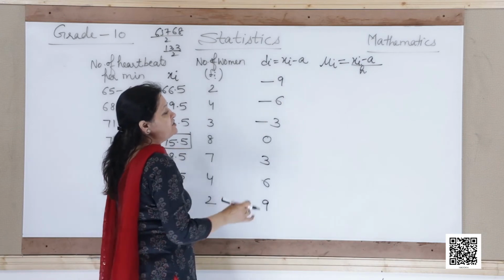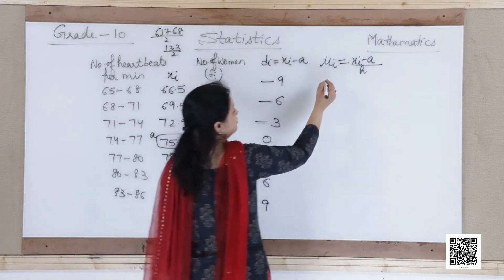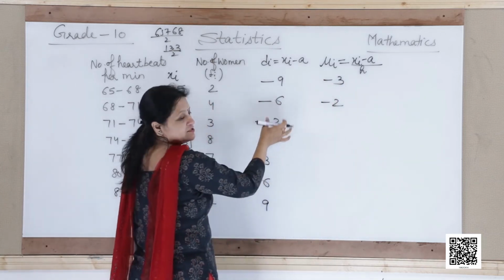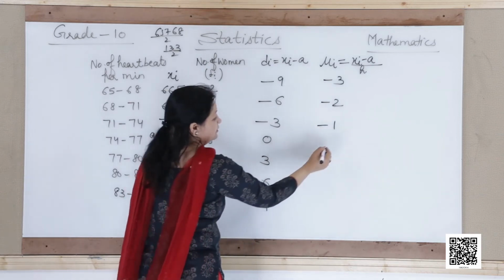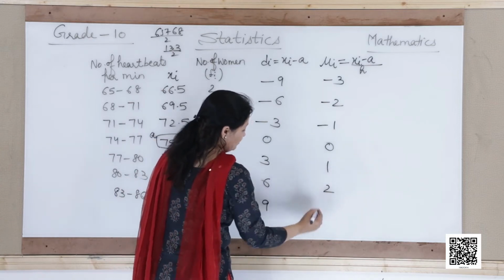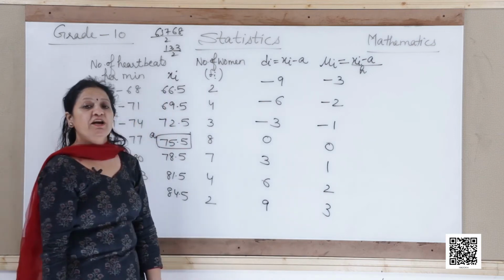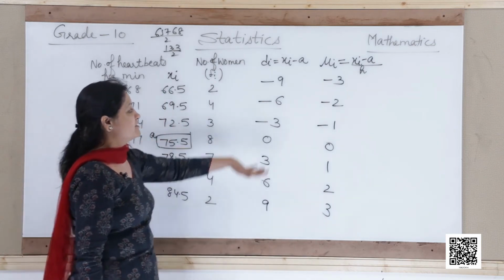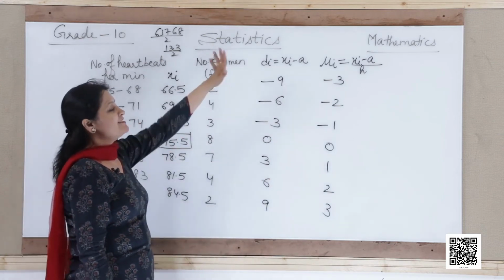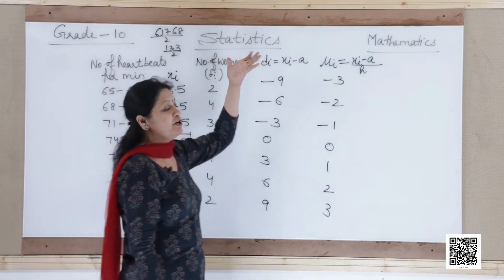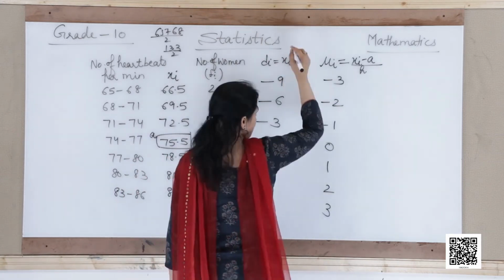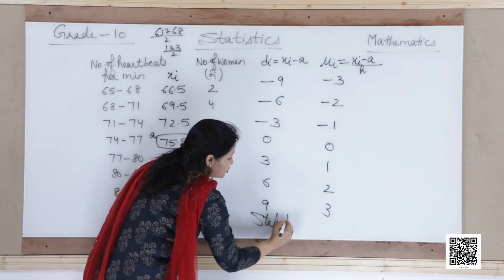So minus 9 divided by 3, I'll be getting minus 3. Minus 6 divided by 3, minus 2. Minus 3 divided by 3, minus 1. 0 divided by any number is 0. 3 divided by 3, 1. 6 divided by 3, 2. And 9 divided by 3 is 3. So we have got more simpler numbers, that is minus 3, minus 2, minus 1, 0, 1, 2, 3. Now this method where we are making it more simpler is known as step deviation method. I'll write down here step deviation method.